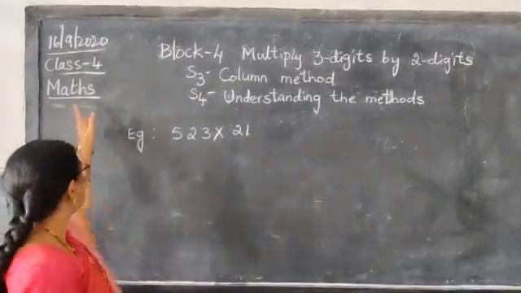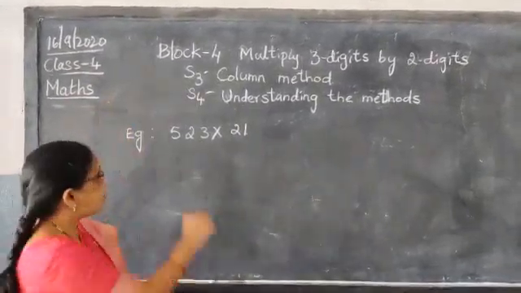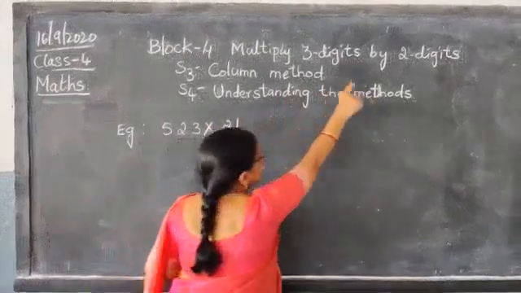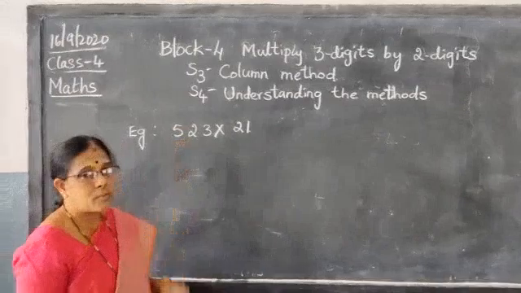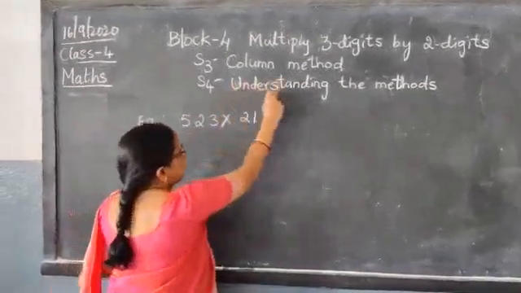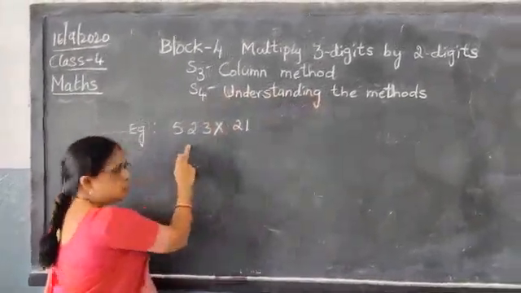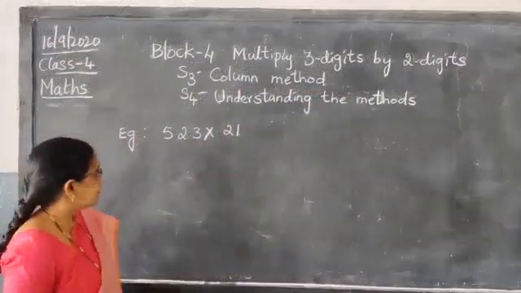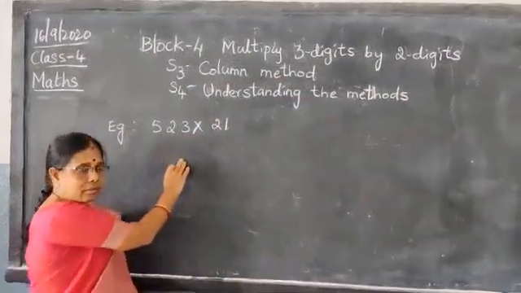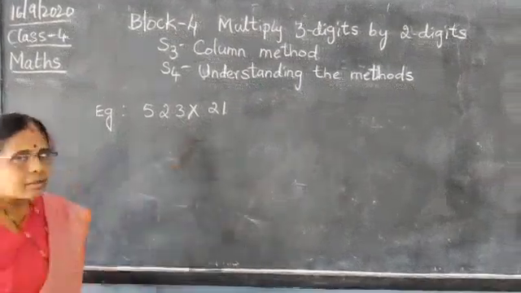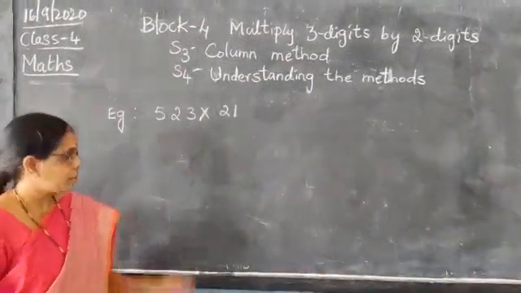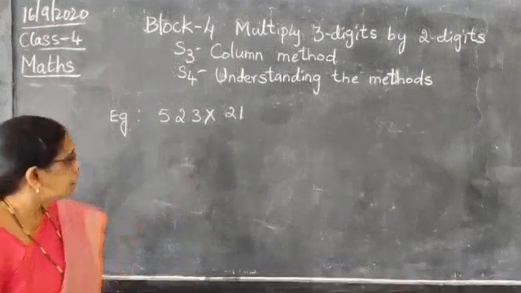Children, this is 4th class maths, block 4, multiplying 3 digits by 2 digits. Today I am going to complete S3, S4 children. In S3, column method, and today I am going to show you the column method children. This sum is from the workbook, okay. You already learned in 3rd class how to multiply using the column method children.